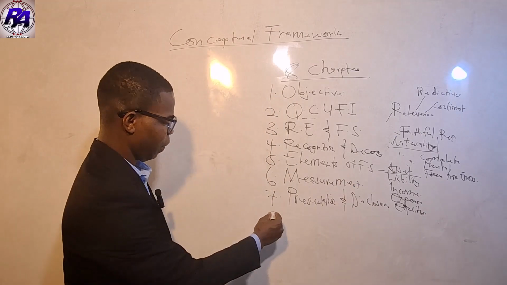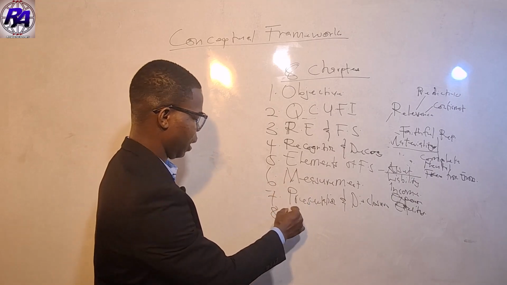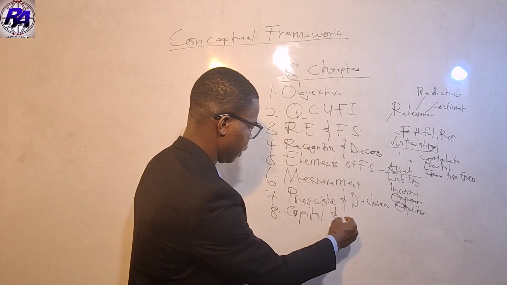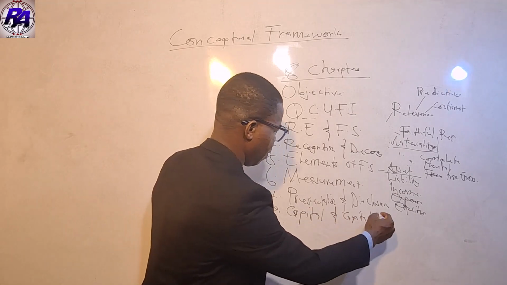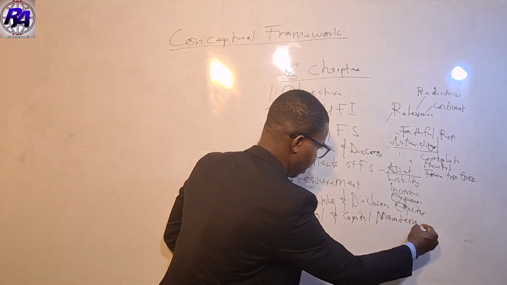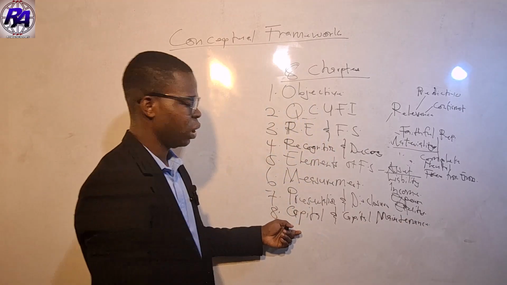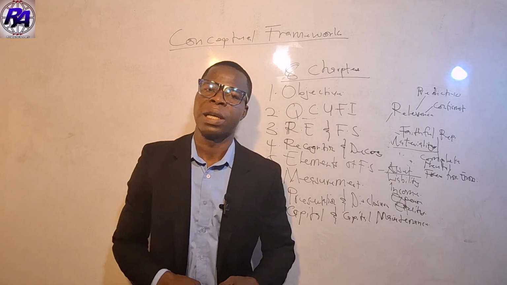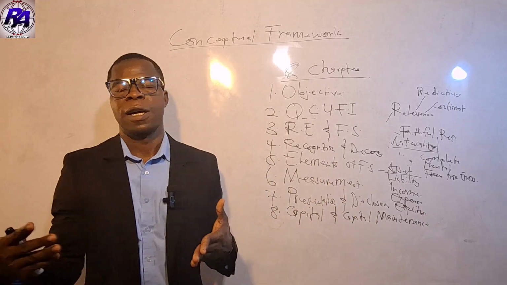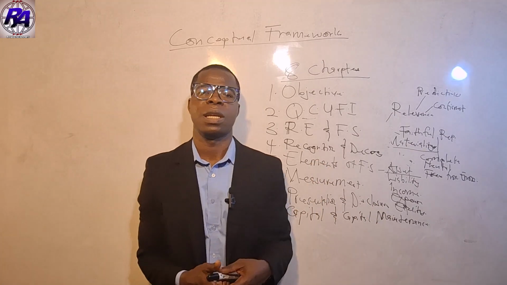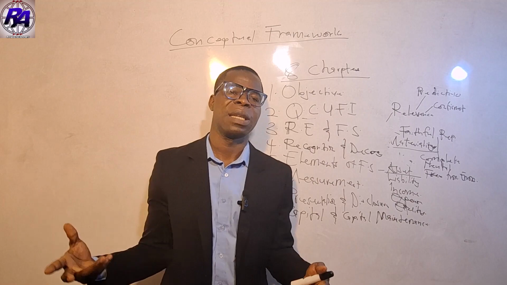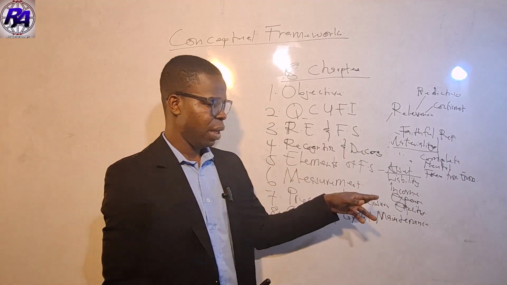Then the last chapter deals with capital and capital maintenance. Now the concept of capital leads to capital maintenance. The concept of capital has to do with how much profit an entity is supposed to hold in terms of its capital. And this concept leads us to what we call capital maintenance.